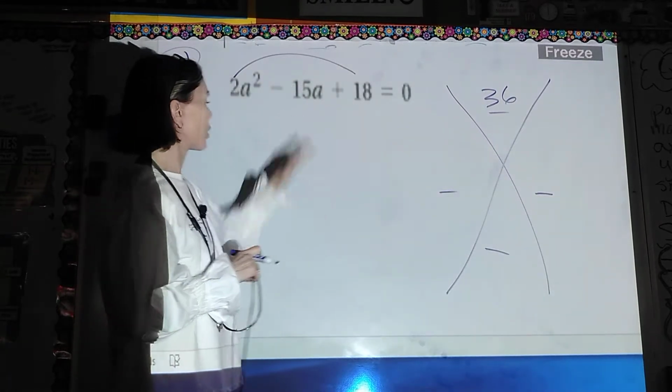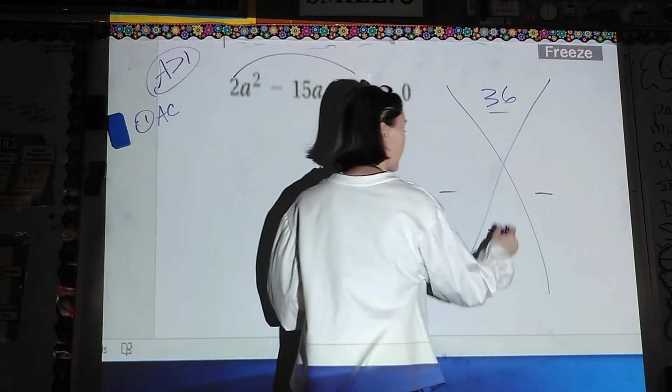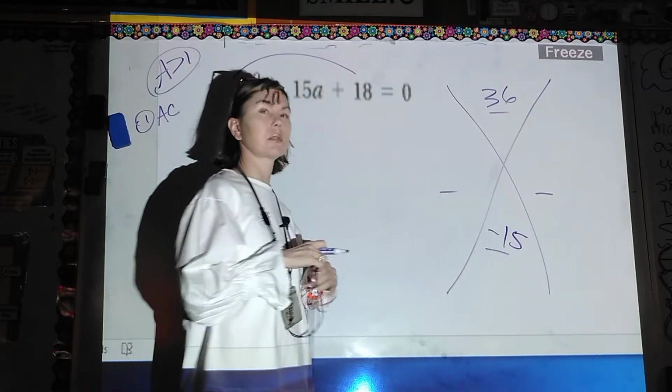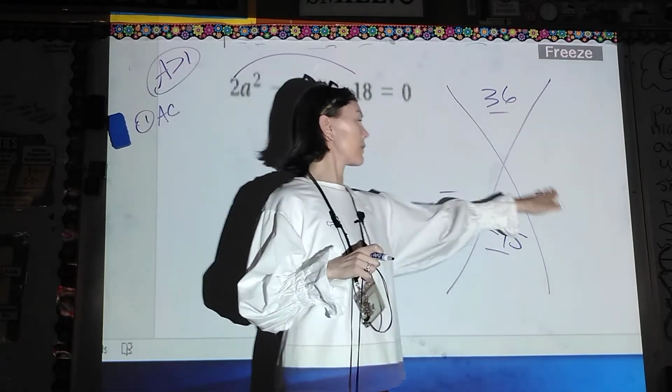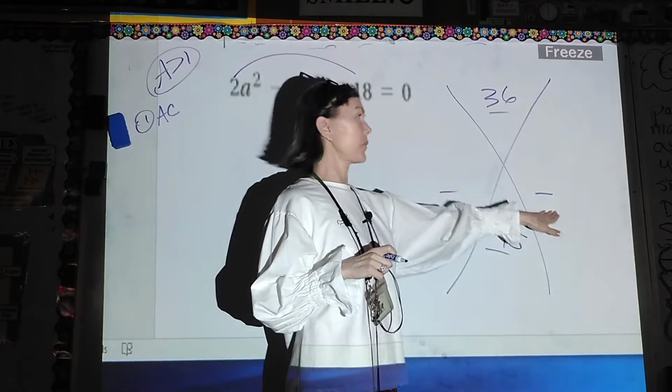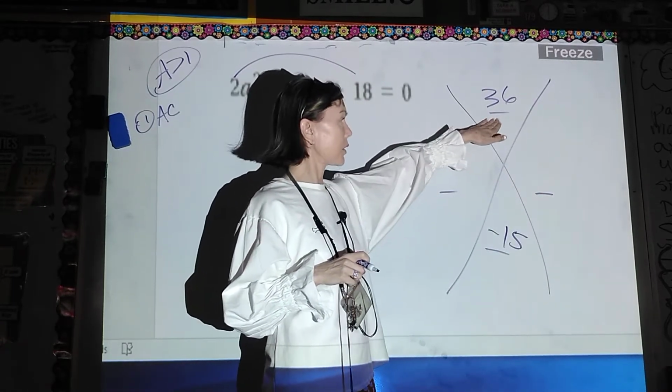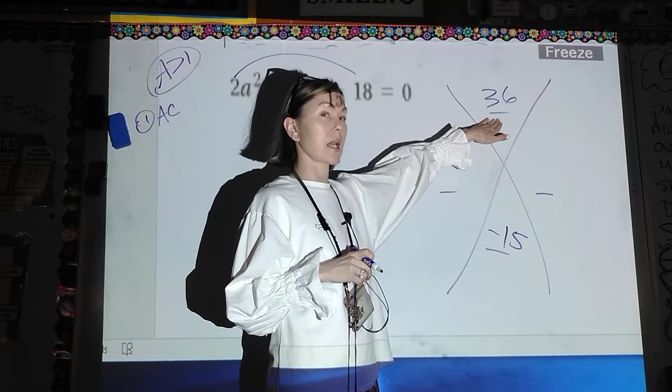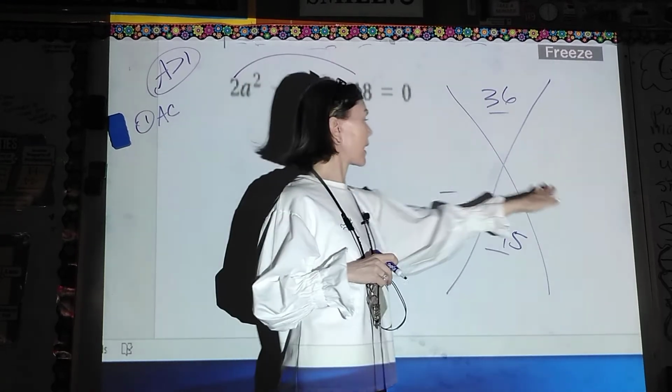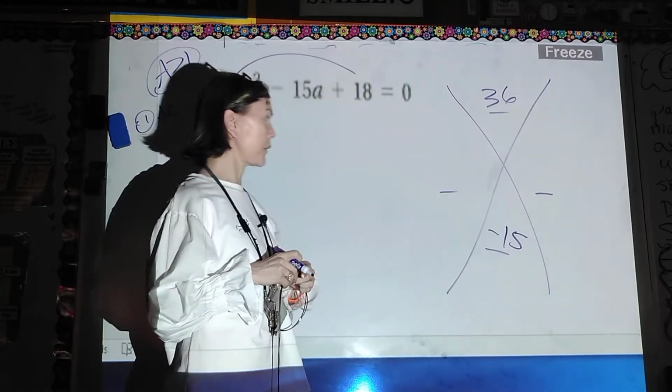What is our B term? Negative 15. Here's our puzzle, okay? What two numbers, when multiplied together, give you a positive 36? But when you add them together, gives you a negative 15.